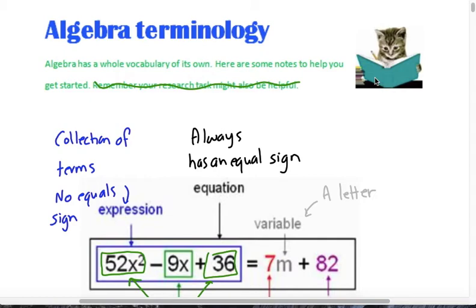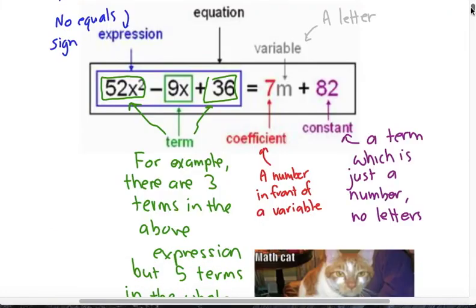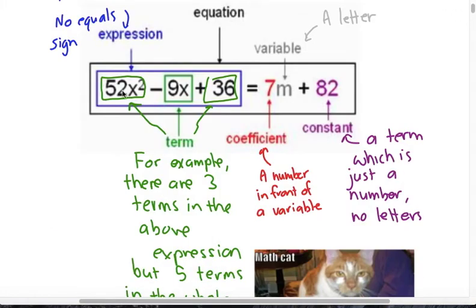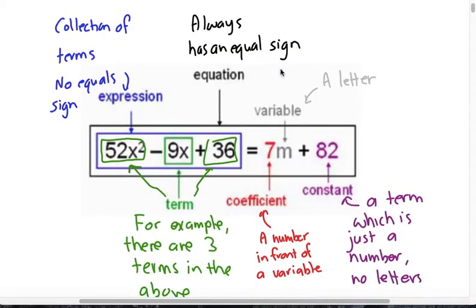So below we've got, let's see, what have I got here? Okay, it doesn't seem to want to move. There you go.